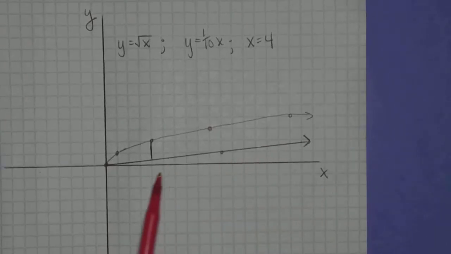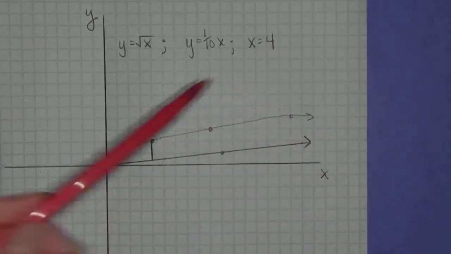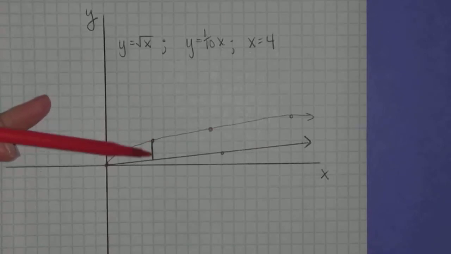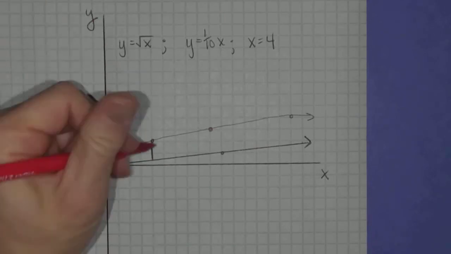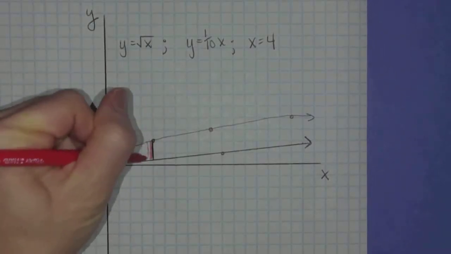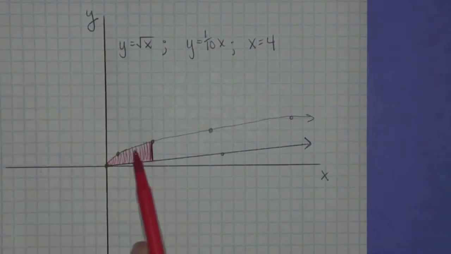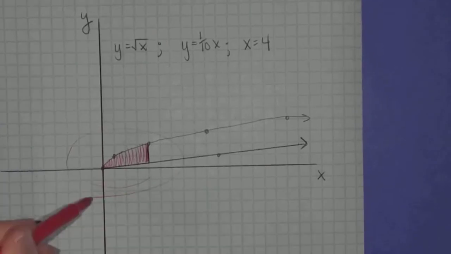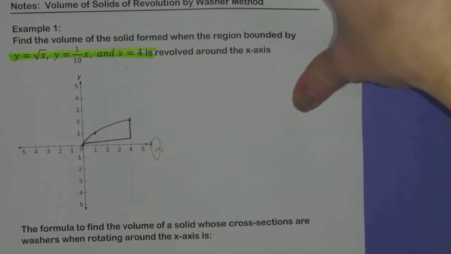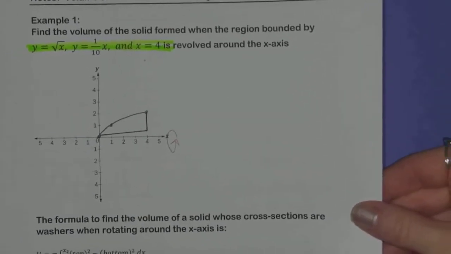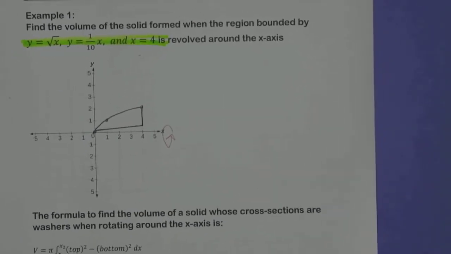So that's this guy right here. And x equals 4 is just the vertical line at x equals 4. So the area that's bounded between all three is right here. So what I did is I just sort of pulled this over to my graph. So if you want to pause the video and kind of duplicate that, you can do that now.